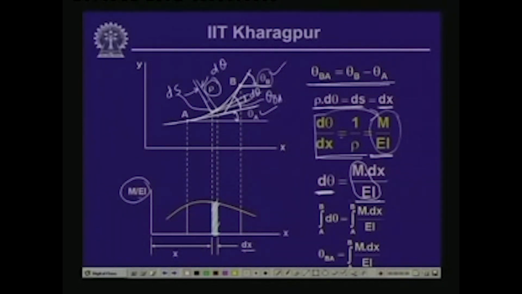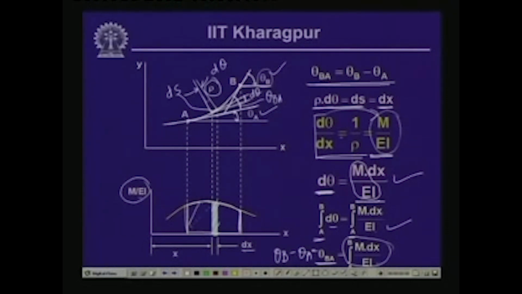Now, if we integrate this expression over the stretch A to B, then the integral of d theta from A to B is equal to the integral of M dx by EI between A and B. If we integrate d theta from A to B, we get theta B minus theta A, which is nothing but theta BA, and theta BA then gives us the integral of M dx by EI between A and B. Now, this means that this is the area of the M by EI diagram between the two points A and B which we have chosen on the elastic curve.